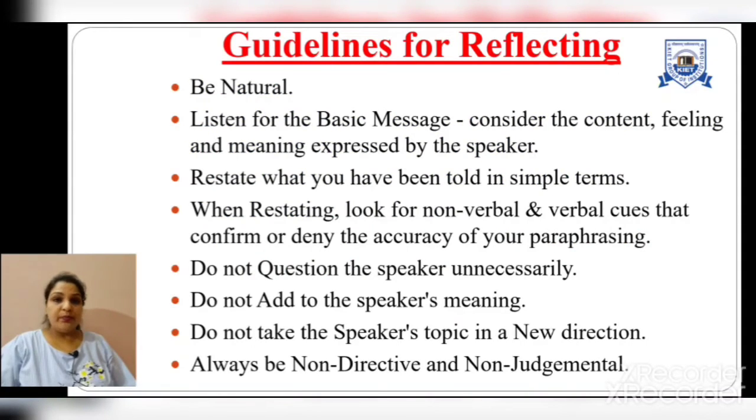Here are certain guidelines of reflection. Here I go. Be natural. Listen to the key message, restating what has been told to you. When restating, look to the non-verbal and verbal cues. Do not question the speaker unnecessarily. Do not add meaning to the speaker's context. Do not take the speaker's topic to another level or to a new direction. Always be non-directive, non-judgmental, and unbiased.